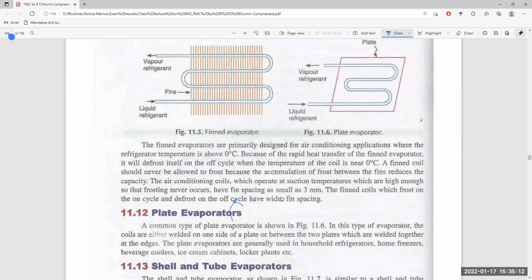Next, the plate evaporator, a common type of evaporator, shown in the figure here. In this evaporator, coils are either welded on one side of the plate or between two plates, which are welded together at the edges. The plate evaporator is generally used in household refrigerators, home freezers, beverage coolers, ice cream cabinets, locker plants, etc.